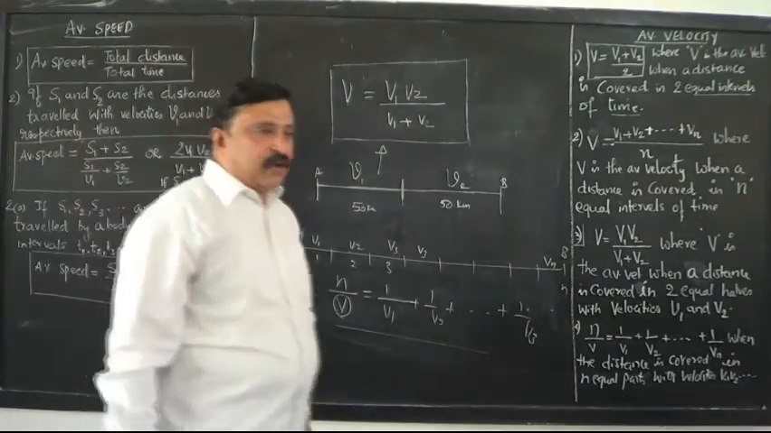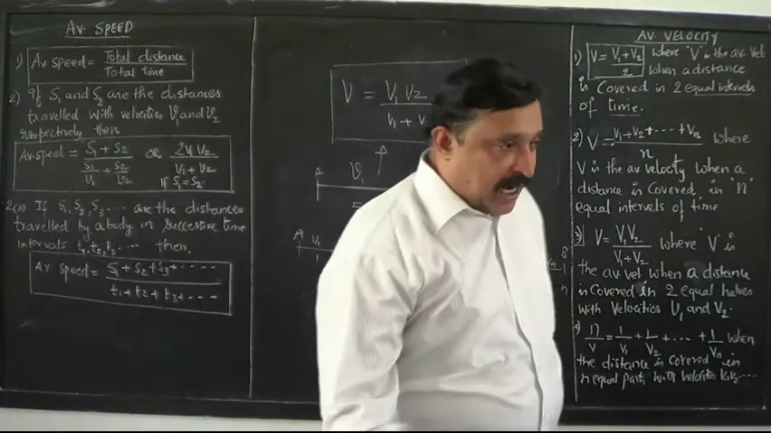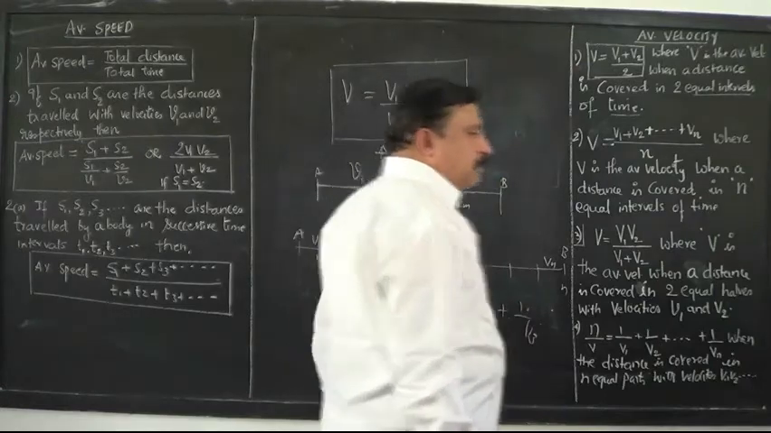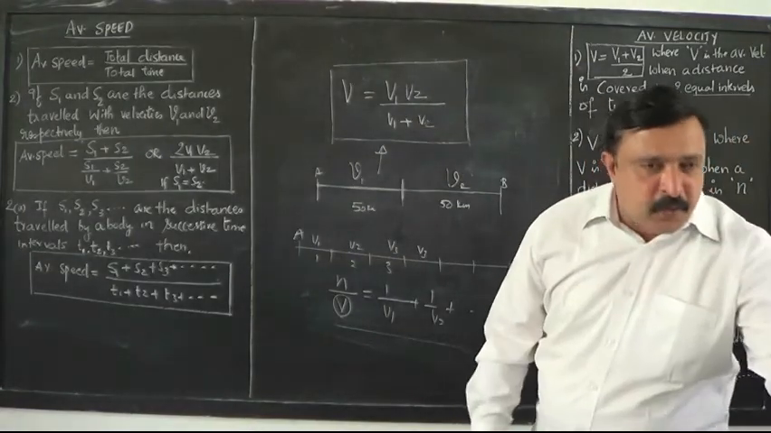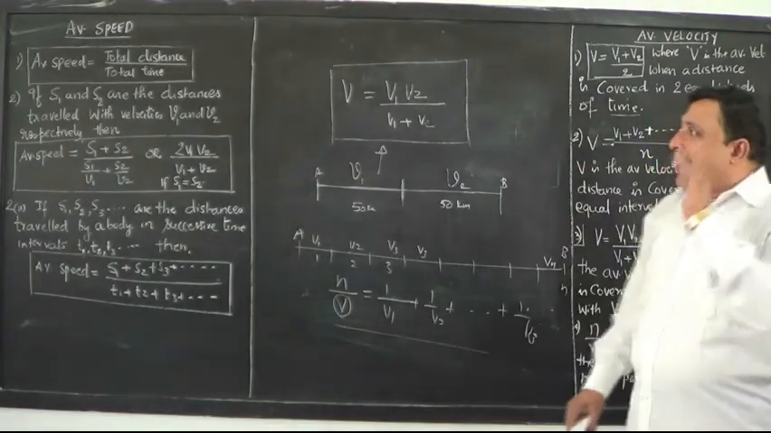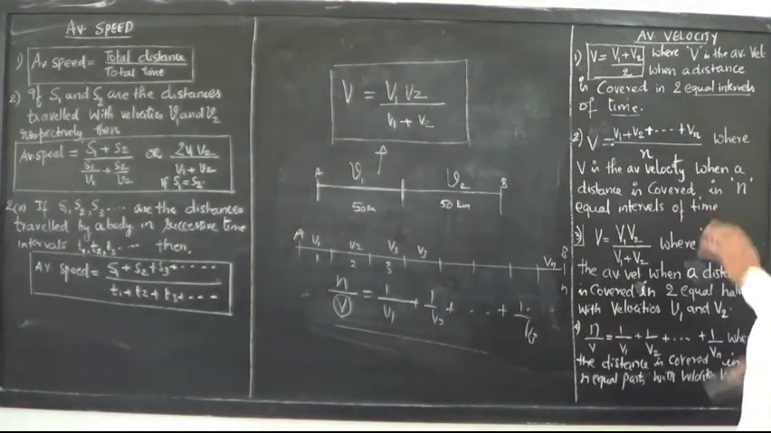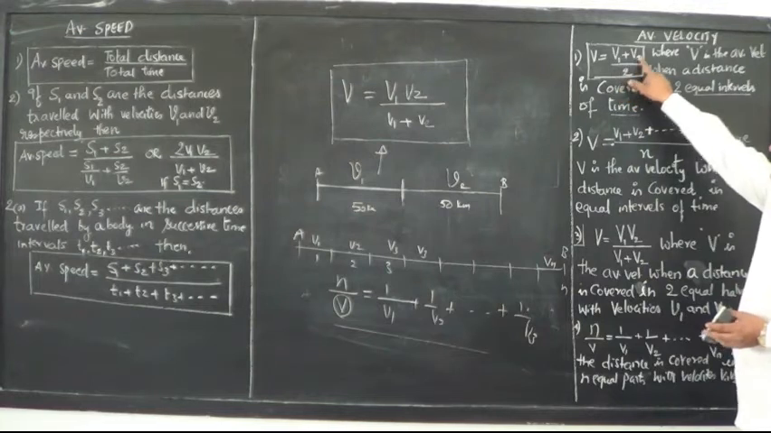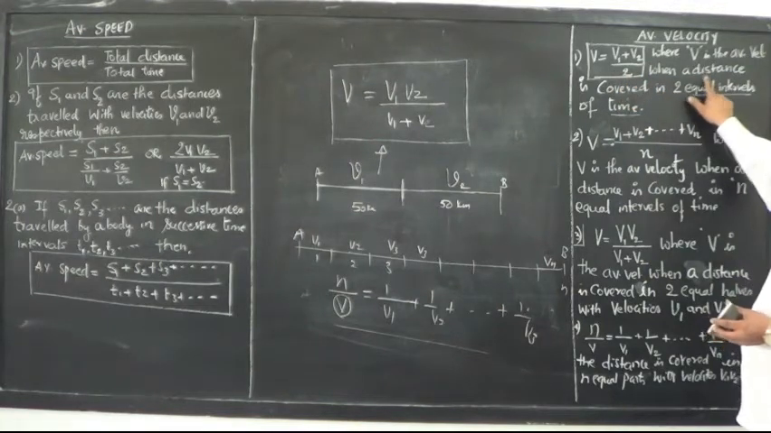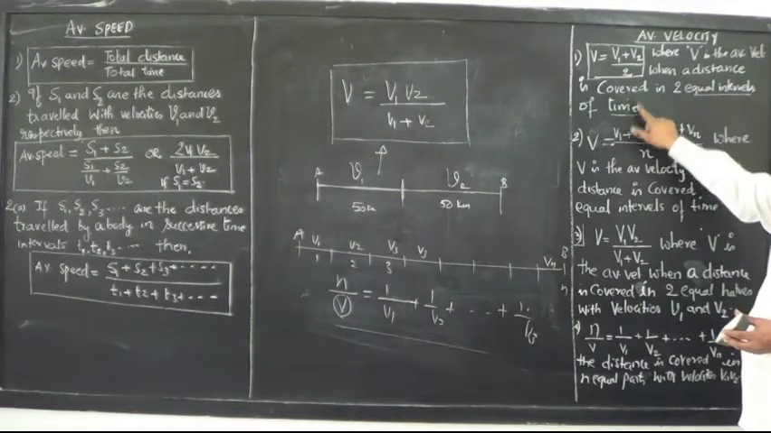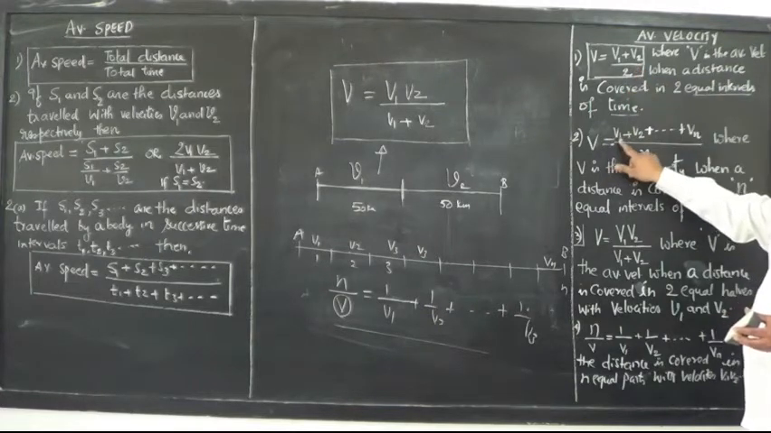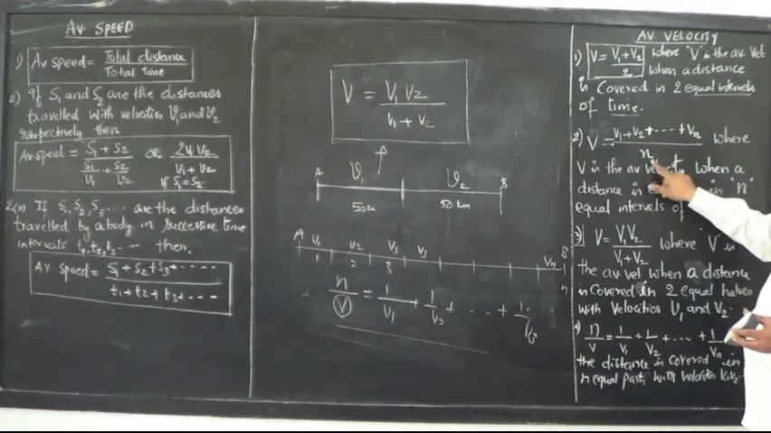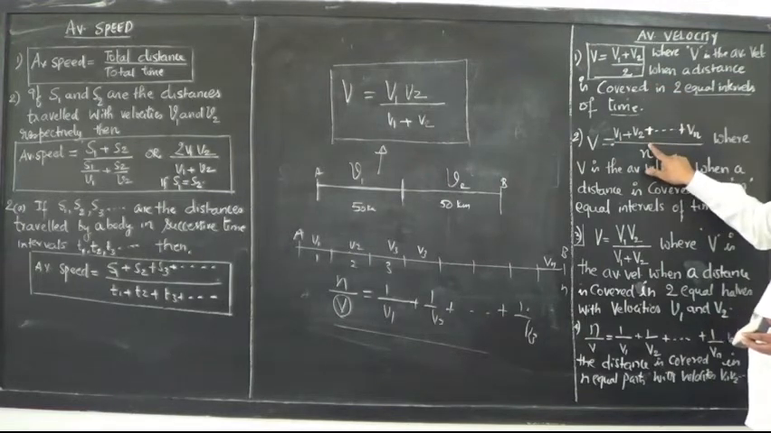So this is the formula for average velocity. Most important formulas: average speed is total distance over total time. Average velocity is v equals (v1 plus v2) by 2, where the distance is covered in two equal intervals of time. To use this formula, time is a criterion. V equals (v1 plus v2 plus etc. vn) by n is an extended version of this.